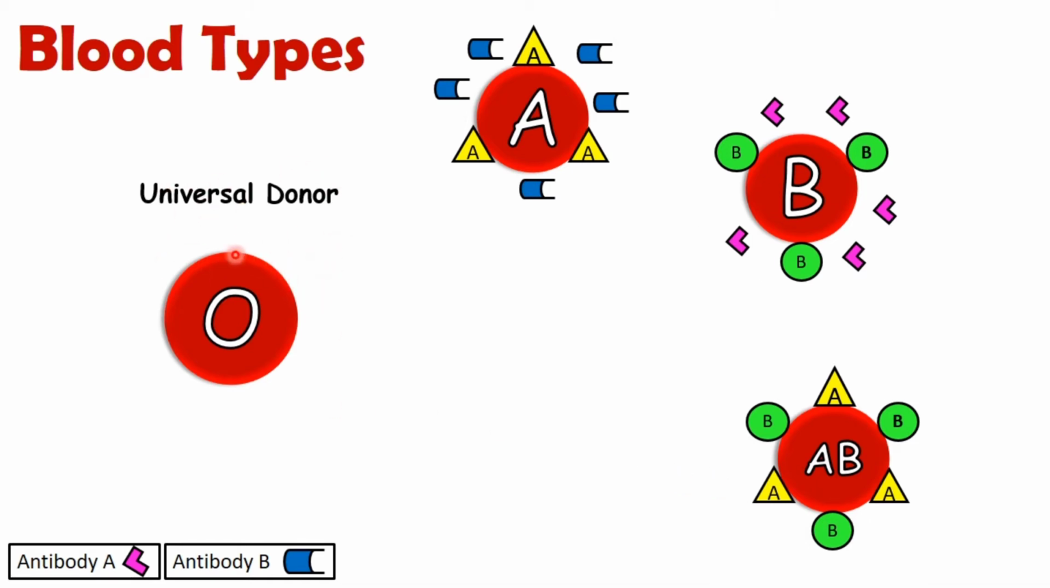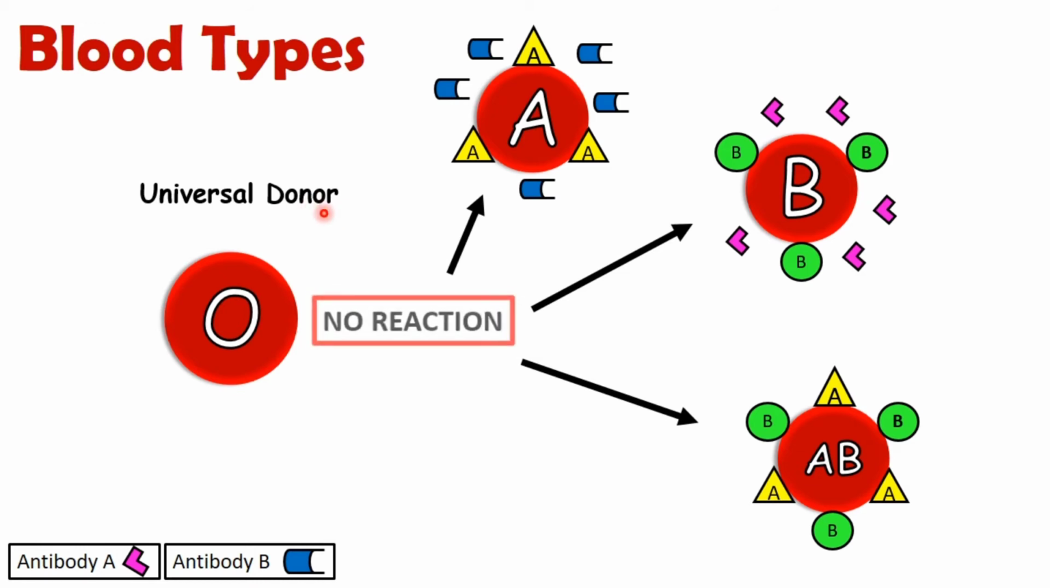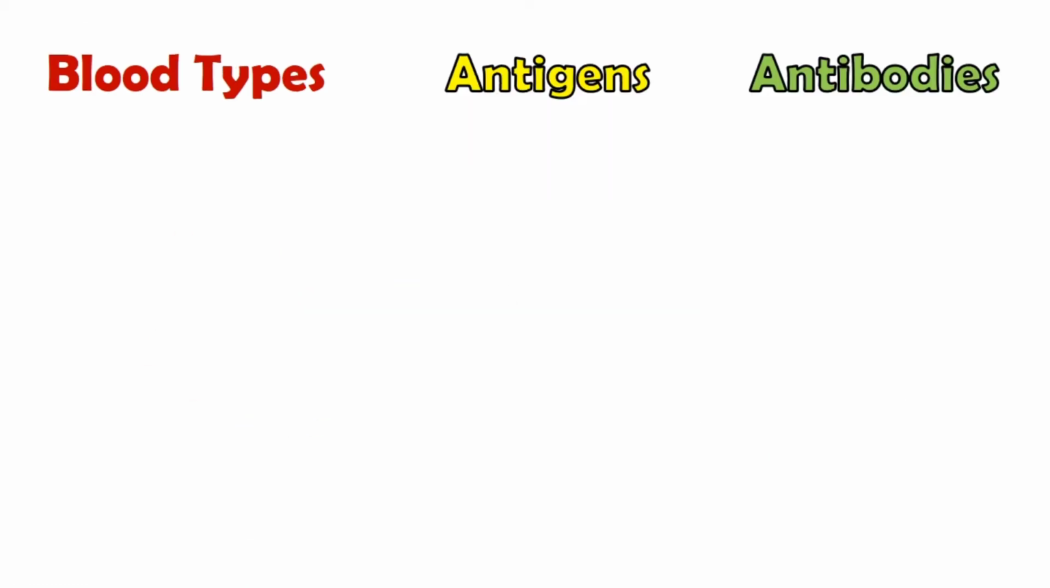The way we want to remember is the O in donor, O donor. Both of the O's are present: zero antigens, universal donor. So let's go review.